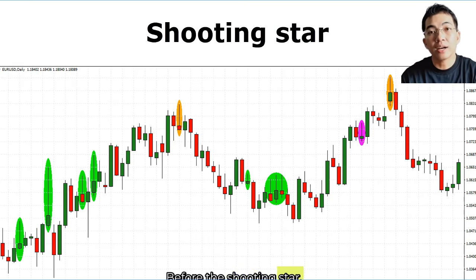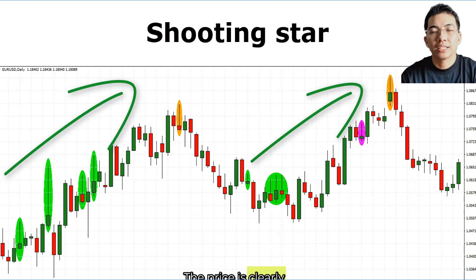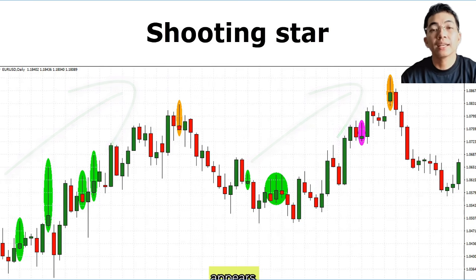Before the shooting star, buyers are completely in control. The price is clearly going up. Then a shooting star appears. At the beginning of the shooting star, buyers push the price higher. This is not a surprise. After all, the price was going up before the shooting star, so everyone is expecting that the price continues to go up. The surprise comes when sellers step into the market and push the price back near the opening of the session.